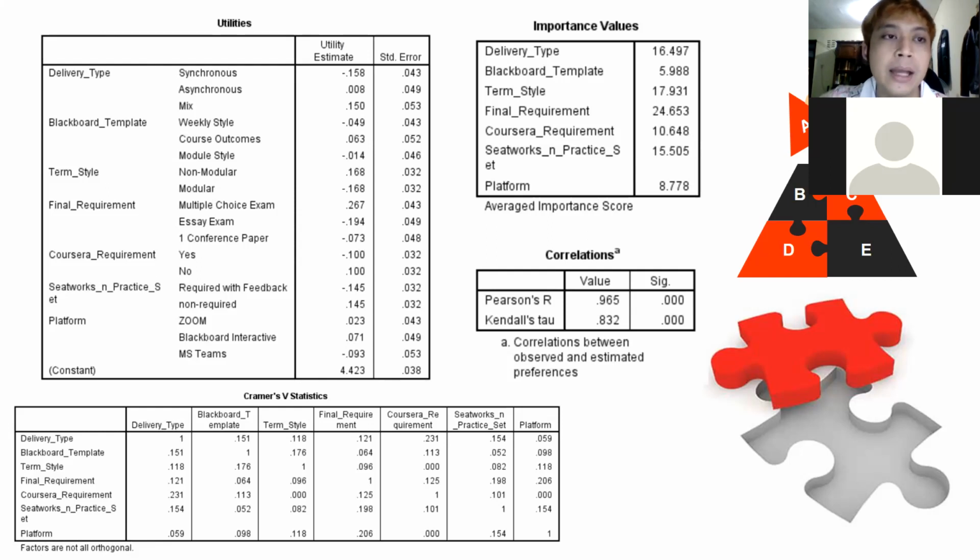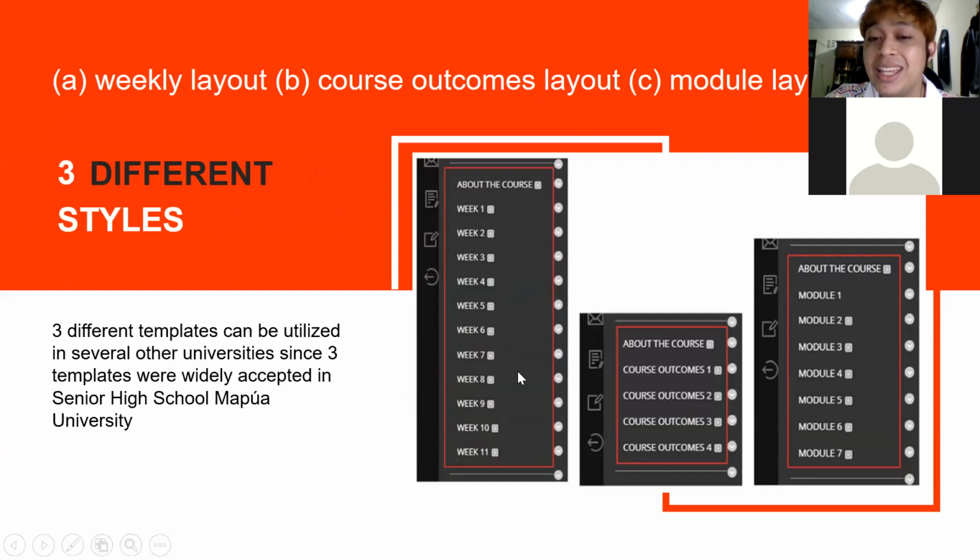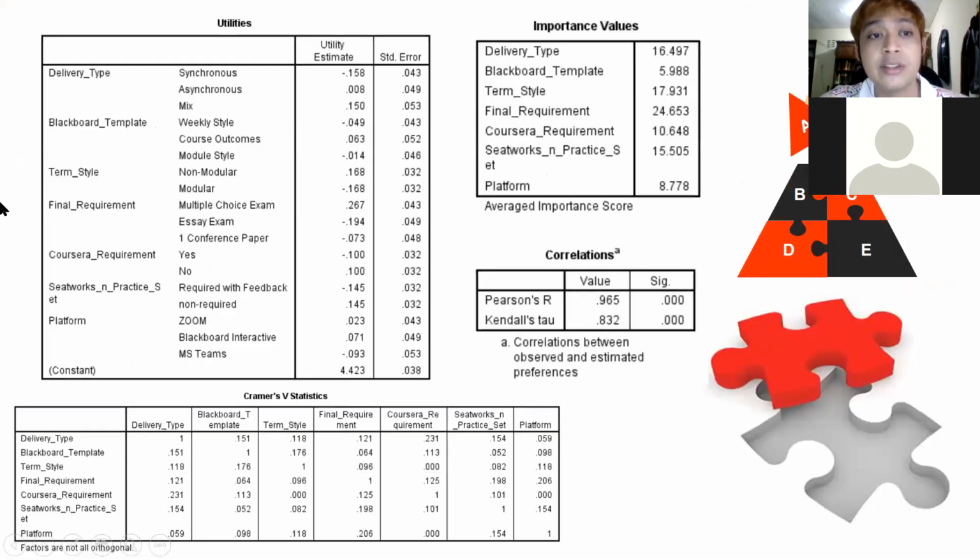And then the next one, I have the Blackboard template. It's actually like this one. This is the weekly template, this is the course outcomes, and this is the modules. I stated that one so everyone will know what this is. And the term style, I have modular and non-modular.